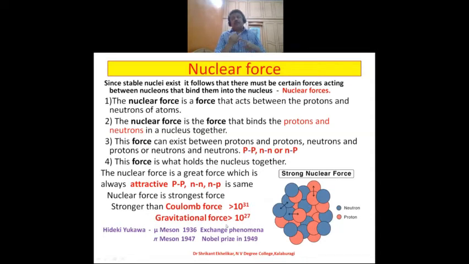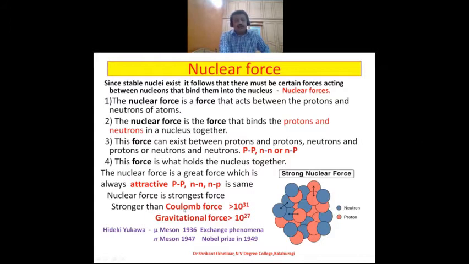Nuclear force is a strong force. It is responsible for holding the nucleons of a nucleus together, that is protons and neutrons. And it is always attractive in nature, whether the force is between two protons, between two neutrons, or between a neutron and a proton. Therefore, the nuclear force is a very strong force. It is greater than the Coulomb force, it is greater than the gravitational force, it is a strong force, and it is always attractive in nature.